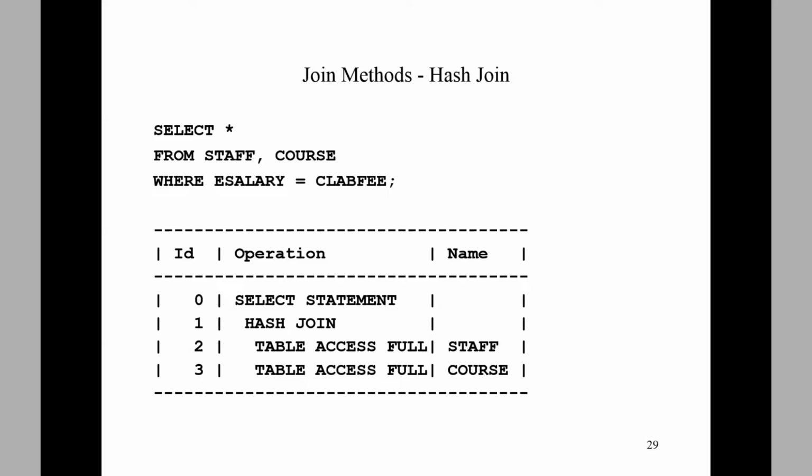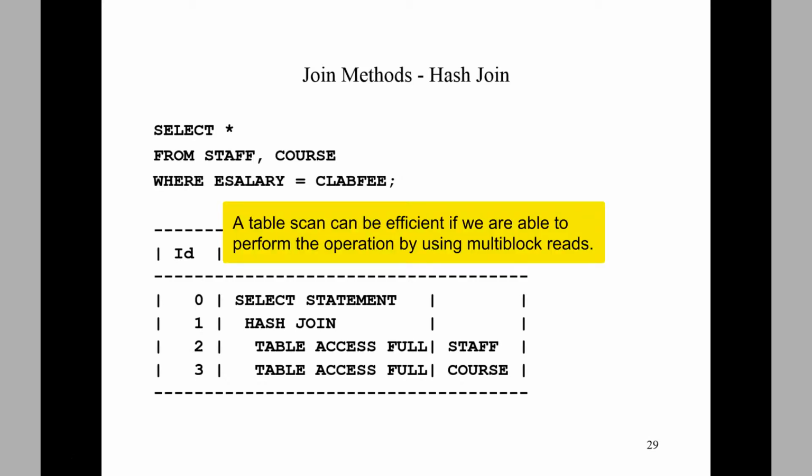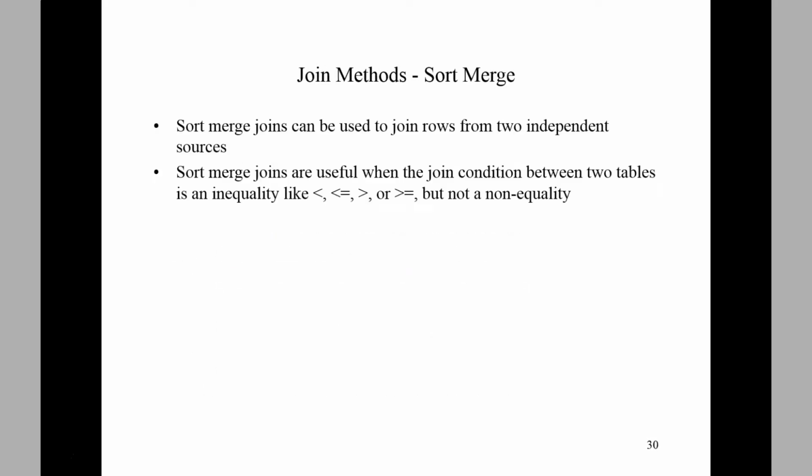So why is this join method efficient? Because we read each table only one time. A table scan can be efficient if we are able to read multiple blocks with a single I/O operation, something referred to as a multi-block read. This ability is controlled in Oracle database by a system parameter setting.